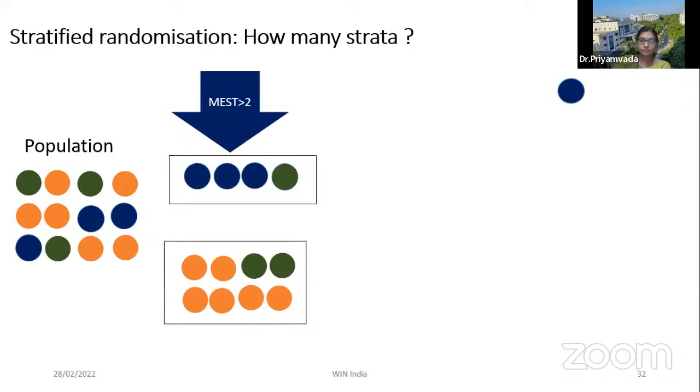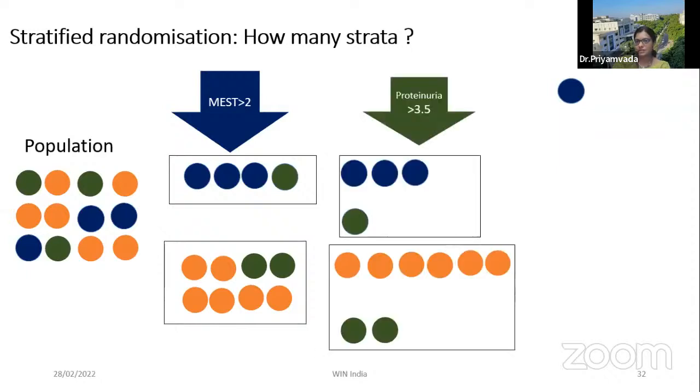Now, let us say the blue people will all have MESCOR more than 2 and the greens have MESCOR more than 2. In addition, they have a high range of proteinuria also. So now I divide this. So this is 4 people with the MESCOR more than 2 and I have 6 people with the MESCOR less than 2. Now of these 4 people with MESCOR more than 2, again I am putting another strata, proteinuria more than 3.5. Those blue have proteinuria more than 3.5 and this, let us say, this patient has a proteinuria less than 3.5. Similarly, another strata is created here.